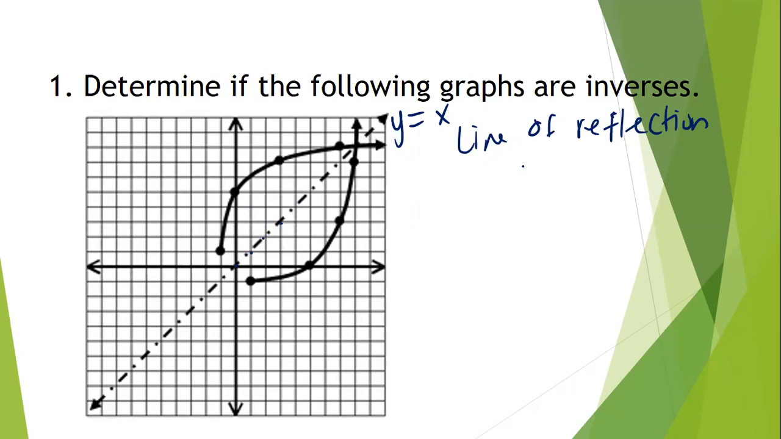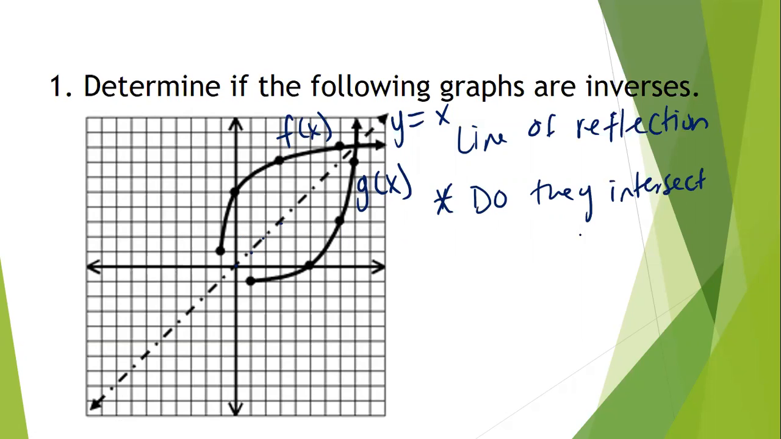So first thing you look for in your line of reflection if 2 functions are inverses. So I have function f here, and I have function g here. And I want to know if they are inverses of each other. Clue number 1, do they intersect on the line of reflection? And do they? Yes, right here, check, okay? Second, are all points the same distance from the line of reflection?